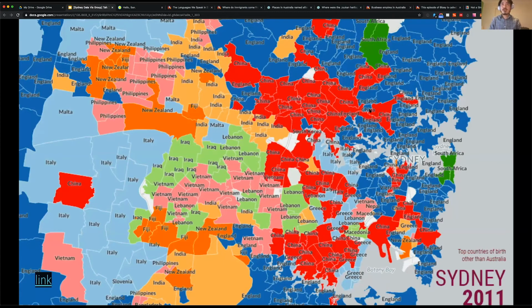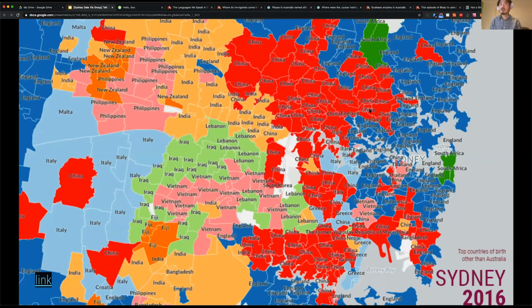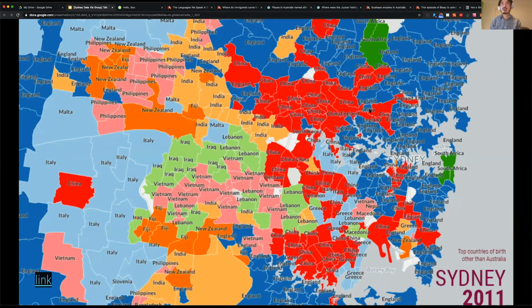A few years ago, I made a map that shows the top country of origin of immigrants for all the suburbs around Australia.